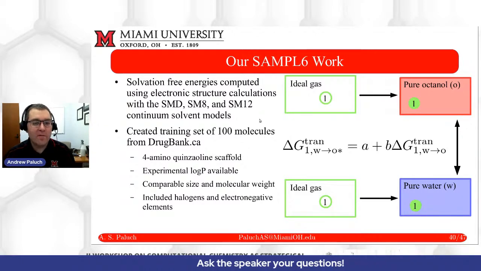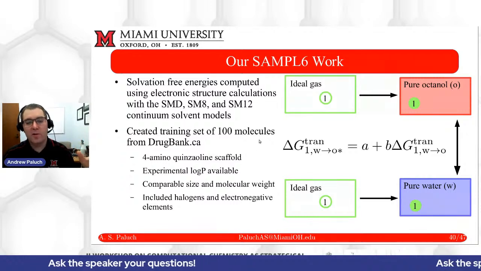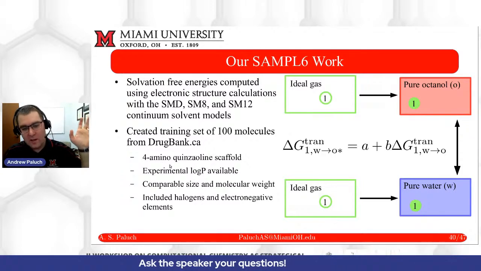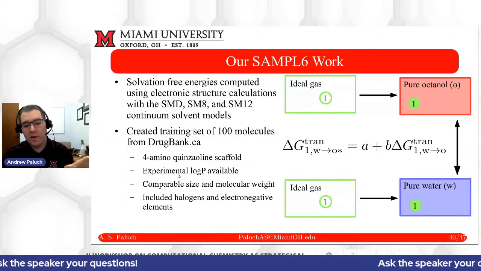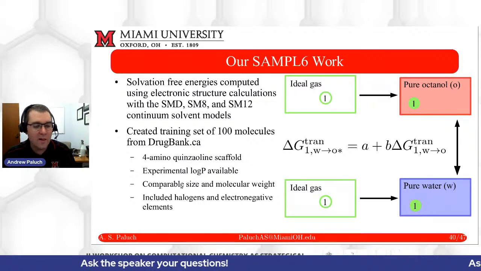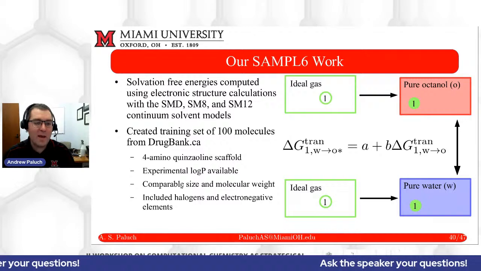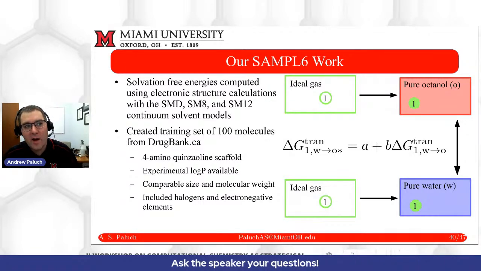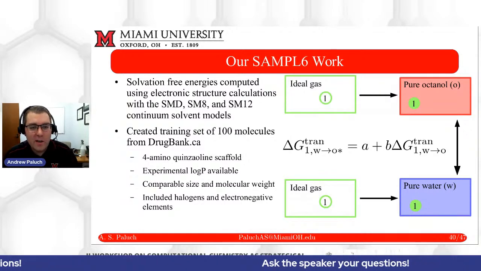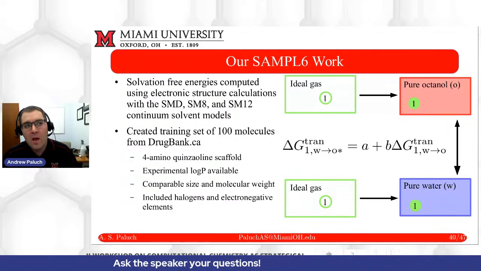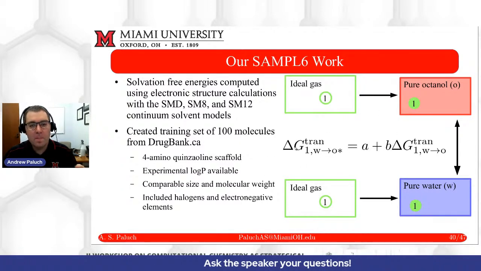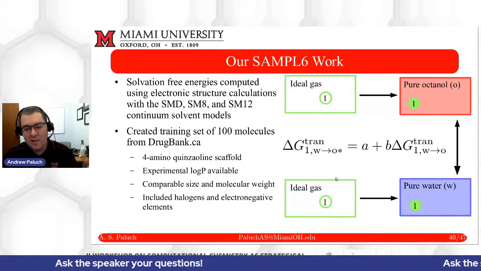And so, trying to follow Sandler, we created a training set of 100 molecules. We went to drugbank.ca and searched for molecules that contain this 4-amino quinazoline scaffold that all of our sample molecules had. Then we wanted to make sure we had log P's available, and we were looking for molecules of comparable size and weights, and also molecules that included halogens and other electronegative elements. We searched this database to try and find data that at the time we thought was representative of our solutes. We collected that data, performed solvation free energy calculations in water and octanol for these 100 compounds, and then used the experimental log P's to back out an experimental transfer free energy and tried to come up with a similar correlation like Sandler had.